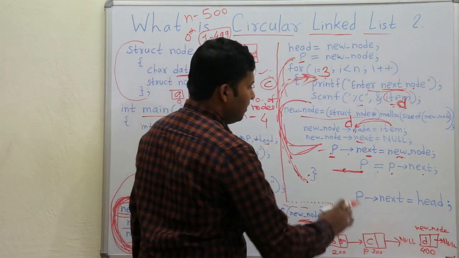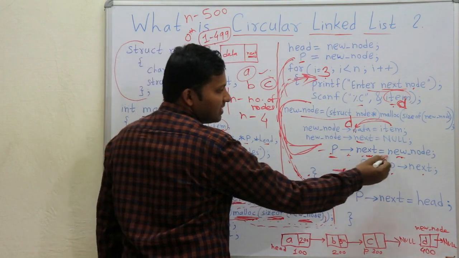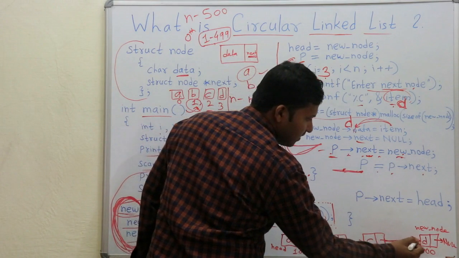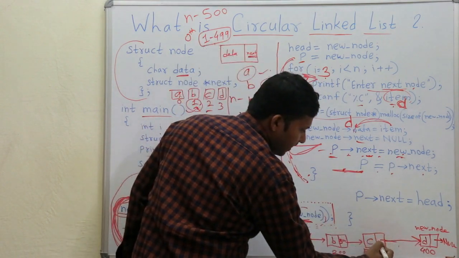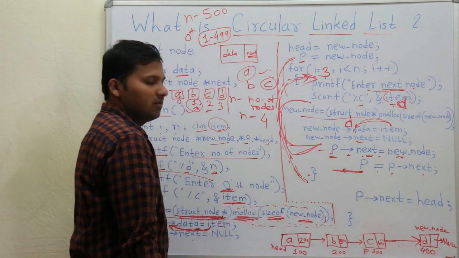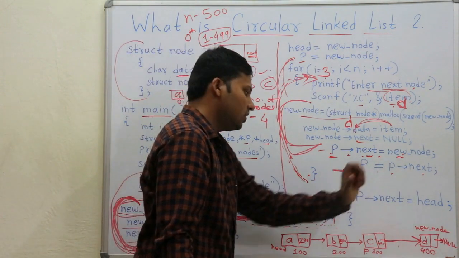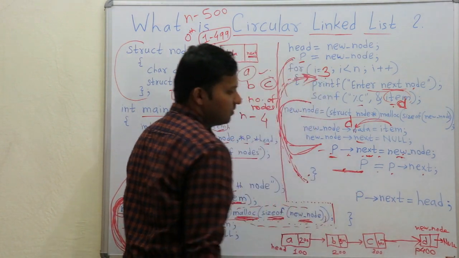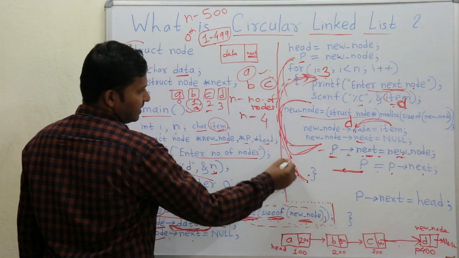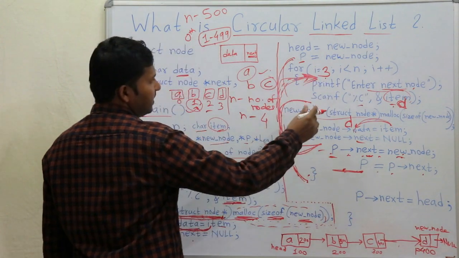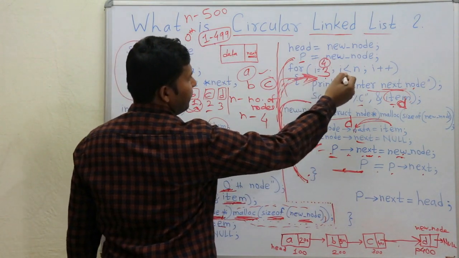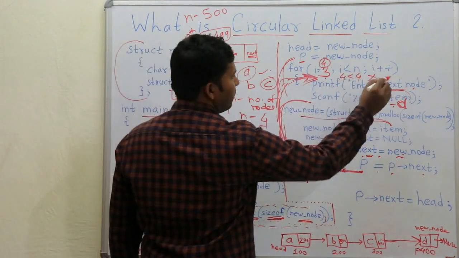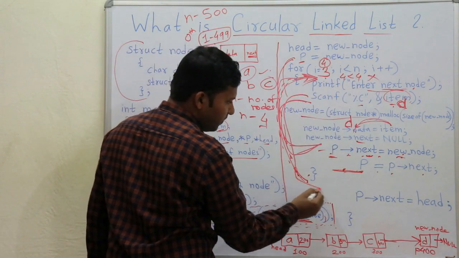Now the linking statement. P points next is equal to new node. So address 400 will be stored here, right? Now P is equal to P points next. So P jumps to the next node. Now in the next iteration, I becomes 4, and 4 less than 4 is not true because n is 4. So we come out of this for loop.